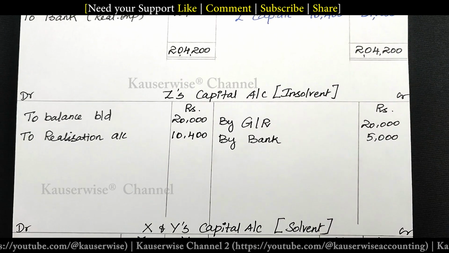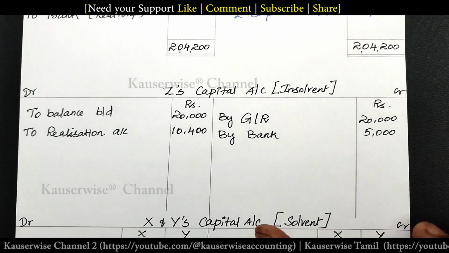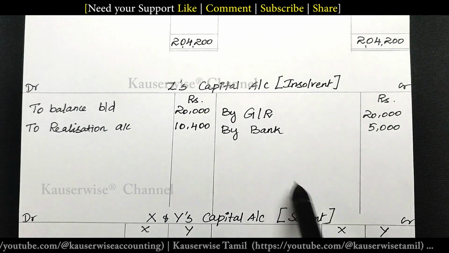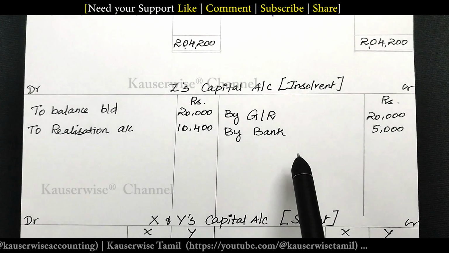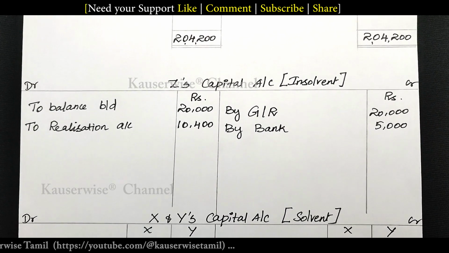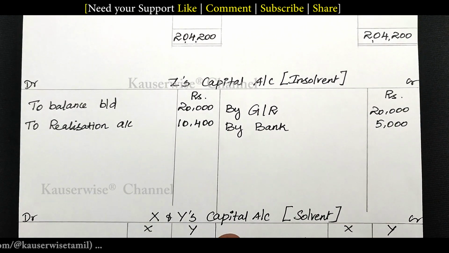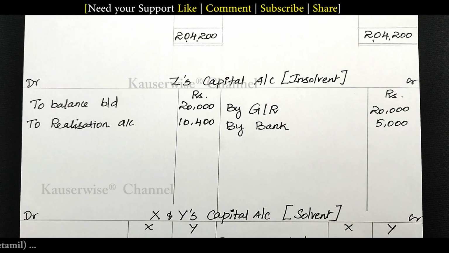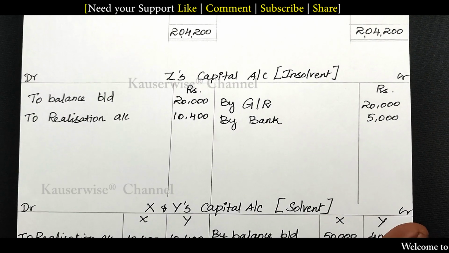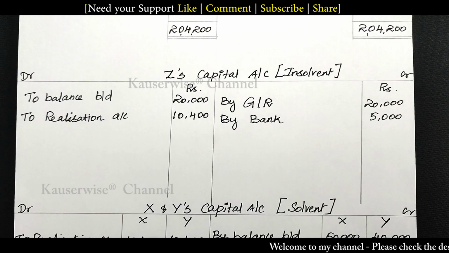That total deficiency will be shared or transferred to the solvent partners' capital account. The solvent partners will bear the total deficiency of the insolvent partner according to their adjusted capital ratio. That is the major difference between this method, the fluctuating capital method, and the previous one, the fixed capital method. According to the fixed capital method, whatever capital is given in the old balance sheet will be taken as the capital ratio.